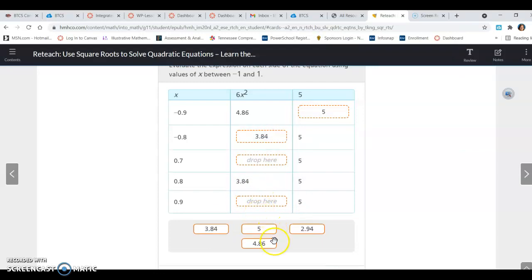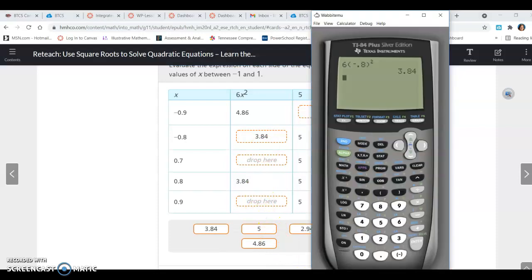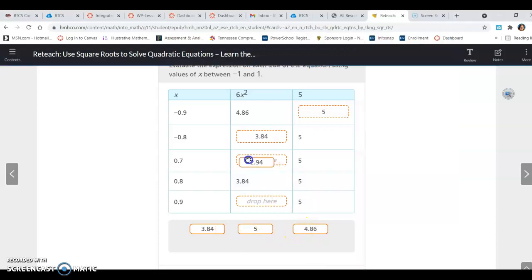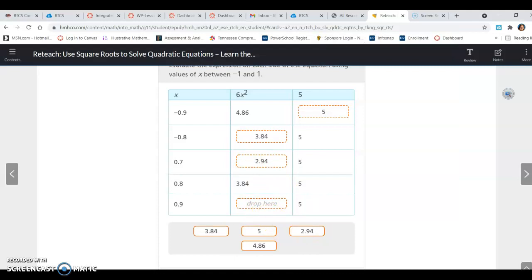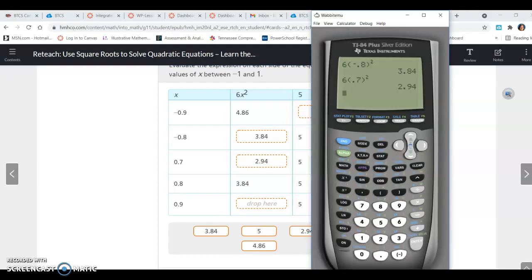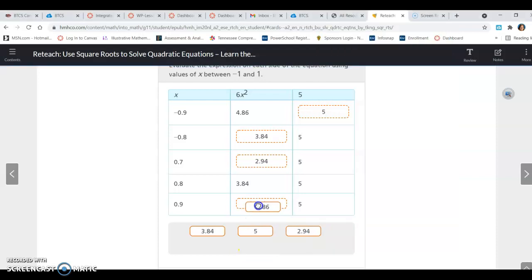And then we're going to do the same thing for 0.7. So we're going to have 6 times 0.7 squared, and that's going to be 2.94. And then we need to fill in the last one, 0.9. So we've got, again, this equation. We're just substituting the numbers in for x. So we got 6 times 0.9 squared. And that one's going to be 4.86.